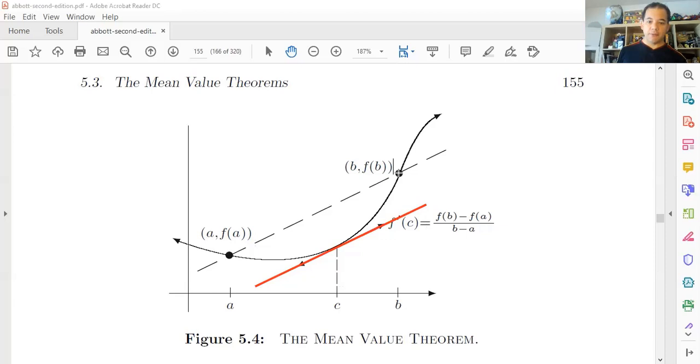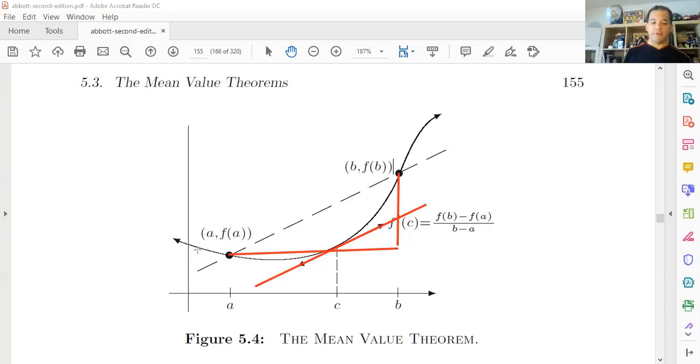And the rise would be from here to here, right? That would be f of b minus f of a. And the run would be from here to here. So that would be b minus a, right? B minus a is the run, from here to here, and the height would be the rise. So the rise divided by the run is f of b minus f of a over b minus a.